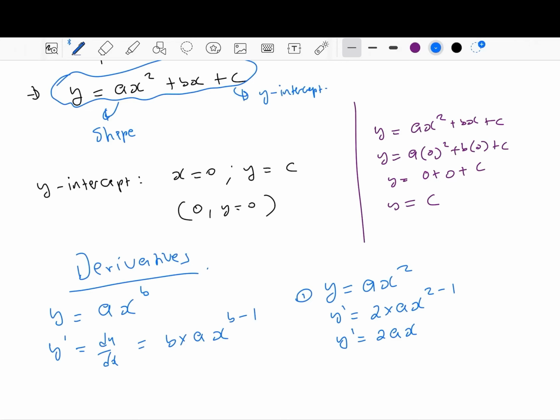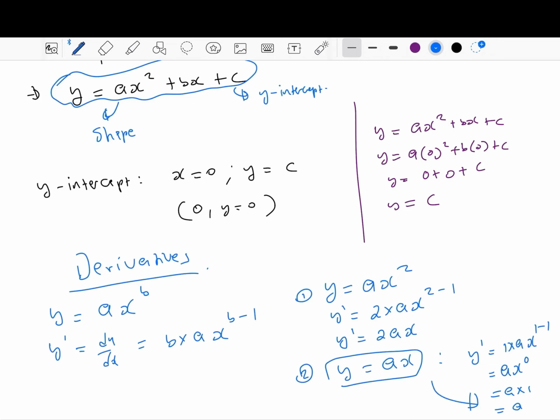Now what is the derivative of y is equal to ax? You're doing the same principle. You're saying the derivative of ax is 1 times a, times x to the power 1 minus 1. So 1 times a is just a, and x to the power 0 is 1, because anything to the power 0 is 1. So you have a times 1, and a times 1 is a. So the derivative of y is equal to ax is a. The derivative of ax is a.